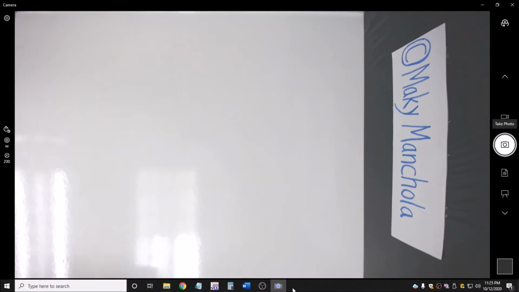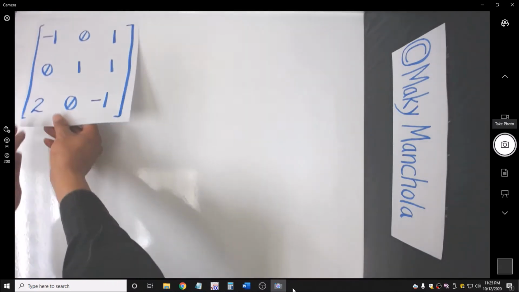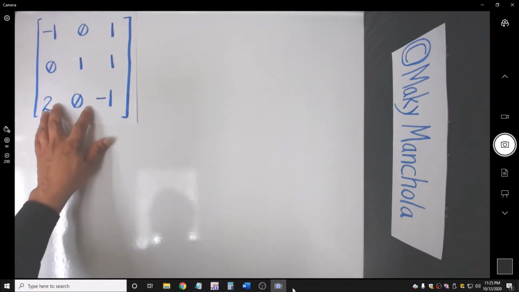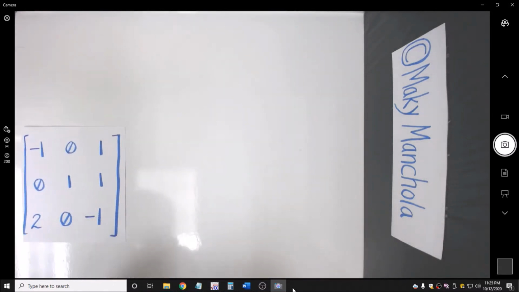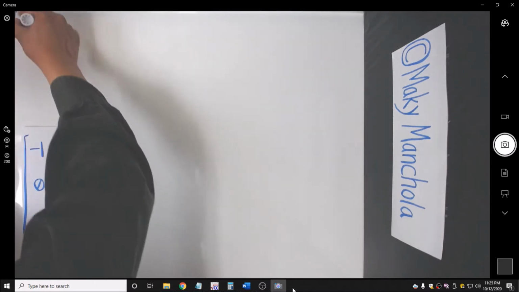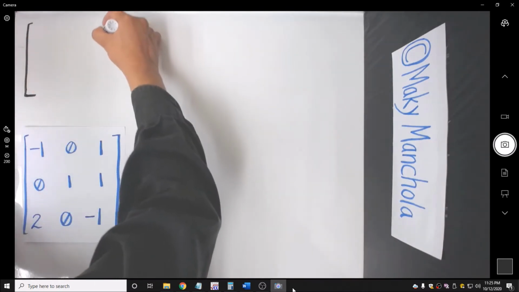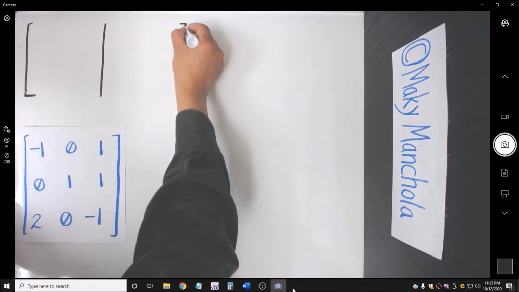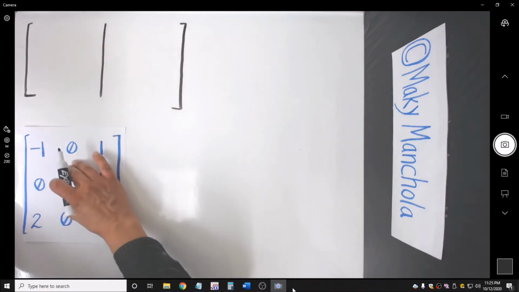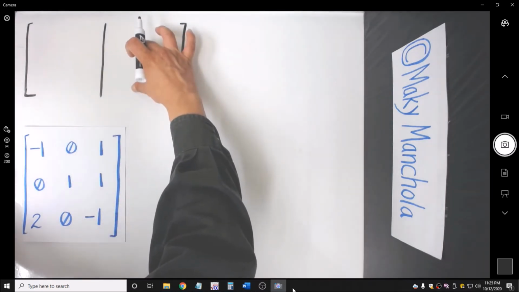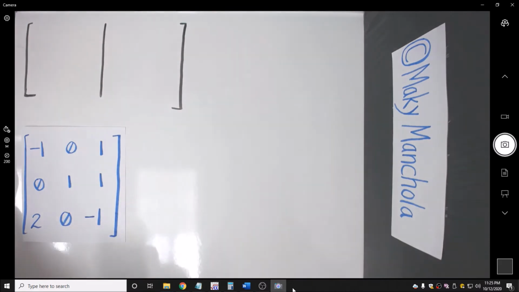Okay, so here's the question. I'm given this matrix A, and I want to find its inverse. Here is a procedure that will do the job. We're going to create an augmented matrix with two blocks. The left block will be the matrix A. The right block will be the identity matrix of same dimensions as A.